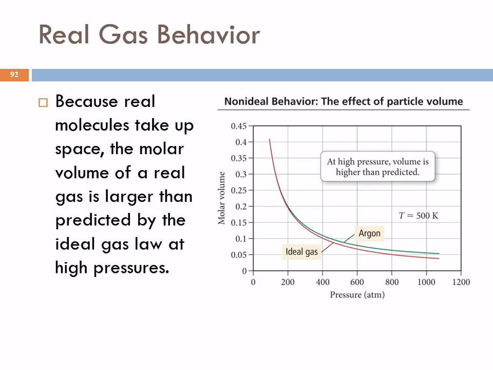So what we see here is if we look at the molar volume versus pressure, as the pressure increases, there is a noticeable difference between the argon and the ideal gas. The argon's volume is going to be larger. At low pressures, they're the same. These are very high pressures. 200 atmospheres, that's a lot of pressure. That takes a specialized container to hold that kind of pressure.